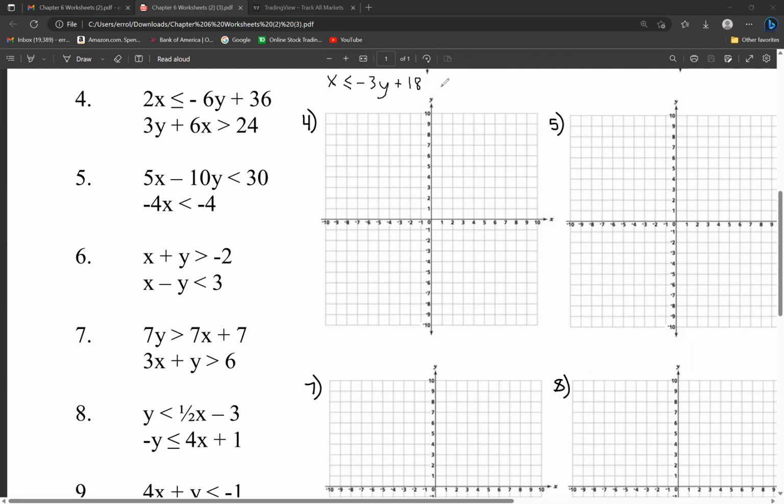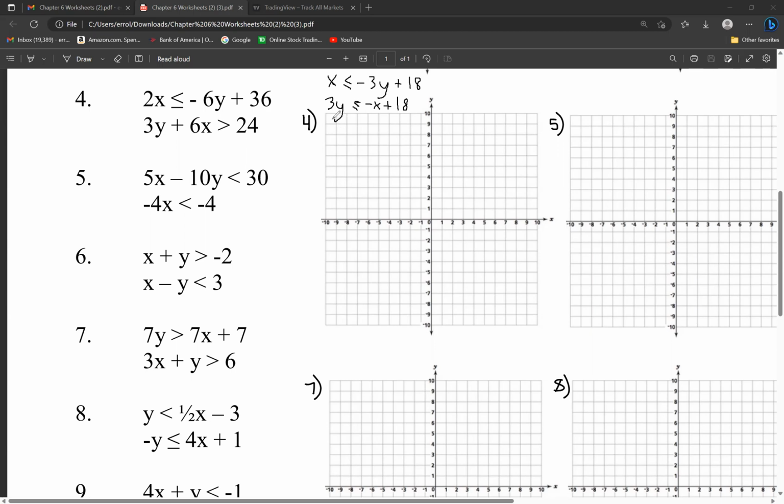You have to flip it. Yeah, so how can we flip it? Take the 3y to the left side and take the x to the right side. 3y, yep. Less than or equal to what? Negative x plus 18. All right, now one more step. What are we going to divide by now?